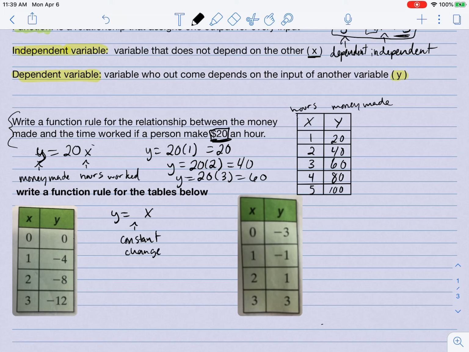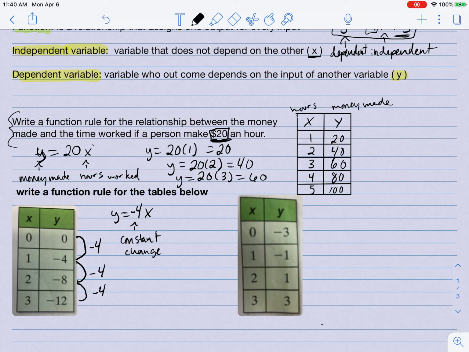And our constant change refers to the difference in our y values. So 0 to -4, that's a change of -4. From -4 to -8, that's -4 again. From -8 to -12, that's -4 again. So our constant change is -4.